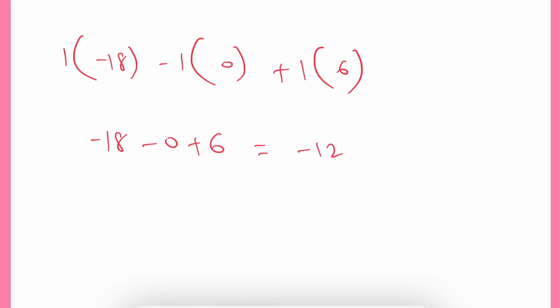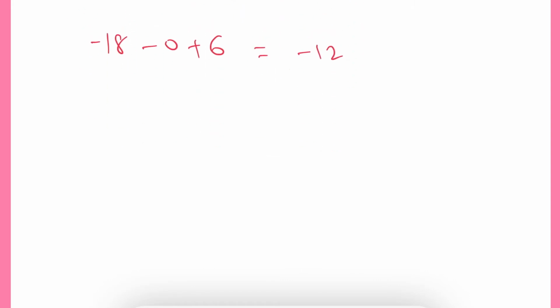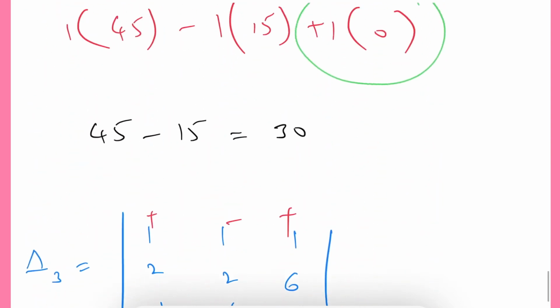Okay, now what I will do is, I will write all the values together. Delta value, then delta 1 value, delta 2 value, as well as delta 3 value. Just now only we got the delta 3 value as minus 12. Then what about delta 2 now? Delta 2 is 30.